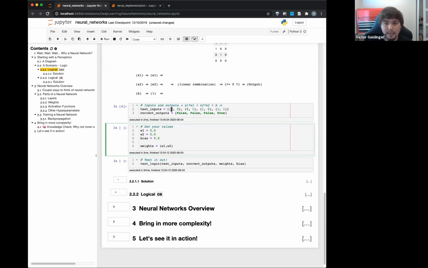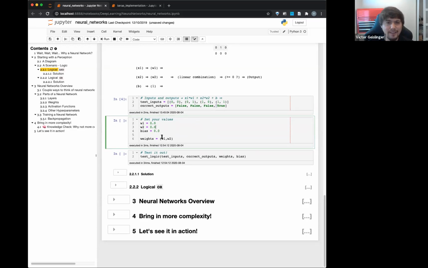Note that 0 and 0 should give us false, 0 and 1 should give us false, 1 and 0 should give us false, and 1 and 1 should give us true. So it's not an easy function. You can probably write an if statement pretty quickly, but we're using just pure mathematics to see if we can make this work.